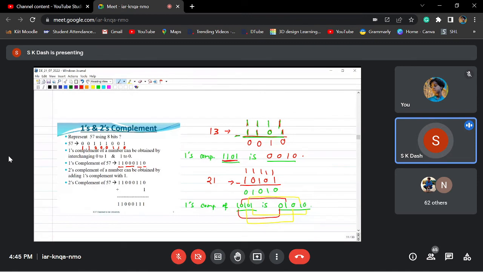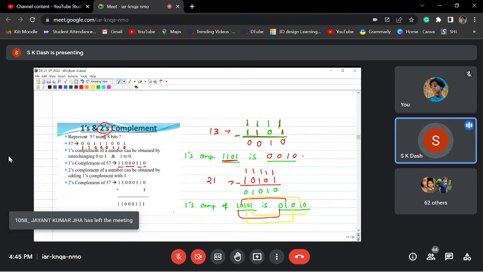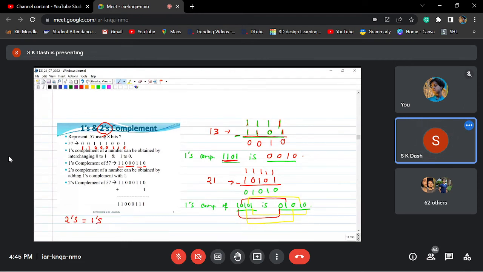Okay. So for any binary number, if you want to find the ones complement, just interchange 0 with 1 and 1 with 0. Is it clear? Up to this, is it clear? Yes, sir. Got it, sir. Okay. Next is 2's complement. To find the 2's complement of any binary number, what you need to do? First of all, you need to find the ones complement. After finding the ones complement, you need to add 1 to it. That will give you the 2's complement.